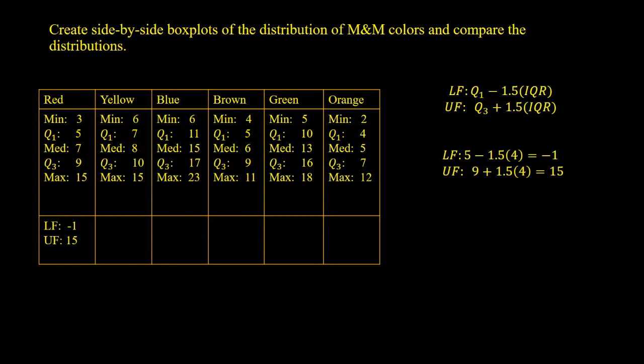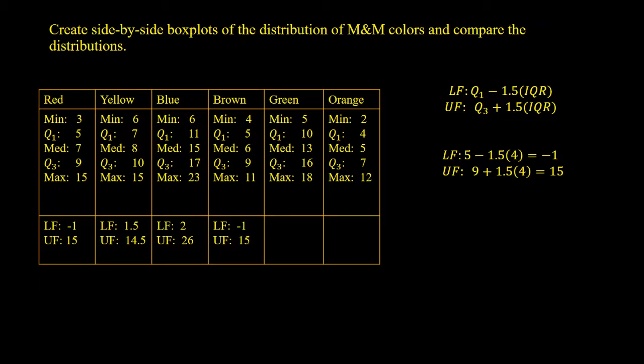For yellow, we're going to do the same thing. 6 minus 1.5 times 3 equals 1.5. For the upper fence, 10 plus 1.5 times 3, which is 14.5. Now in this case, my maximum is 15. So yellow M&Ms seem to have an outlier, 15. They have 1 point above the upper fence. For blue, same thing. We'll do those calculations, lower fence and upper fence. So my lower fence is 2. My upper fence is 26. In that case, again, no outliers. Brown, lower fence and upper fence. I have a lower fence of negative 1, upper fence of 15. No outliers.